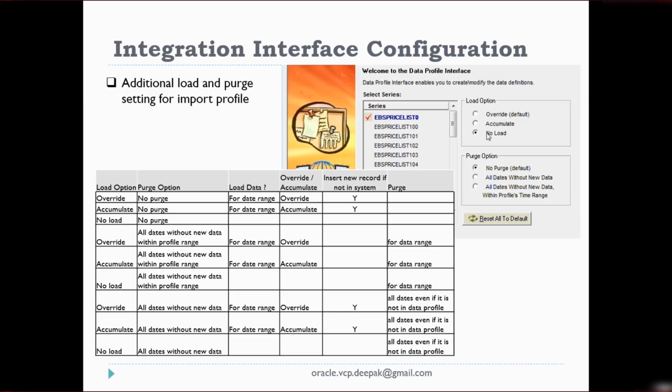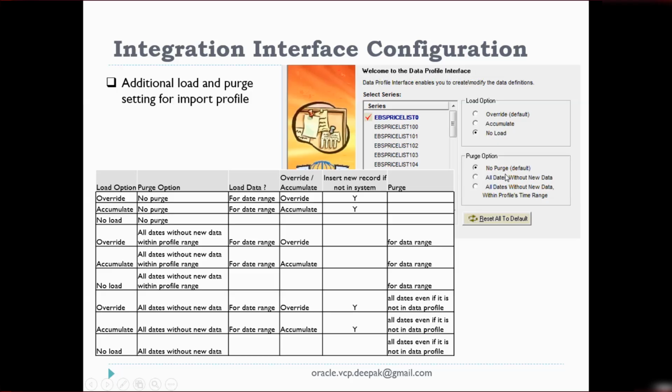In case of accumulate, if the series has a value of 10, and you import the data of 5, then it will be 10 plus 5, 15. So the new value will be 15 in case of accumulate. Like append, yes. And then override is not wiping out the data, it's just replacing the value for that particular record. Now in case of purge, again there are three options.